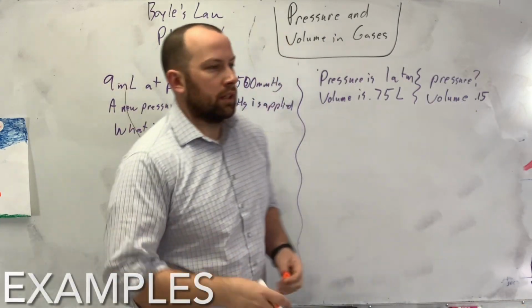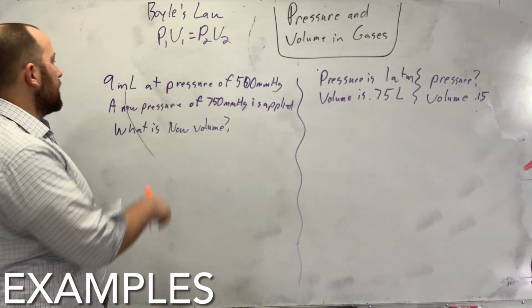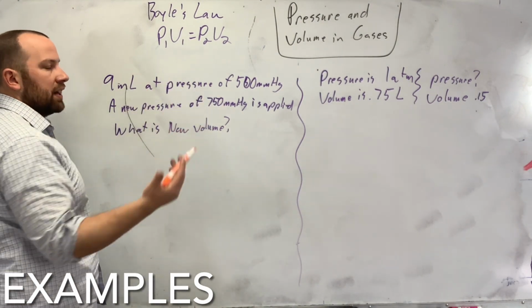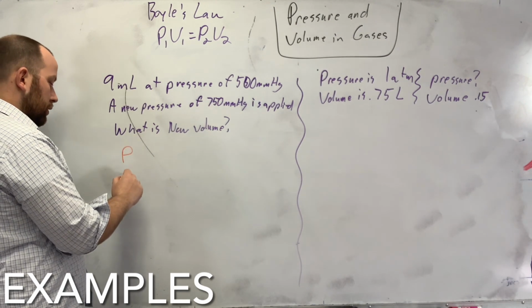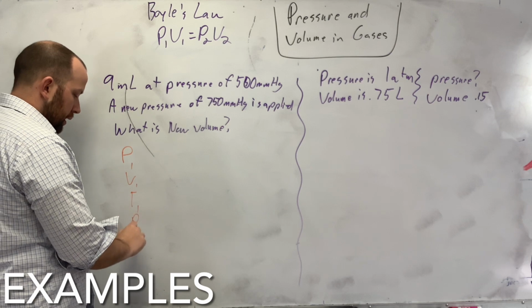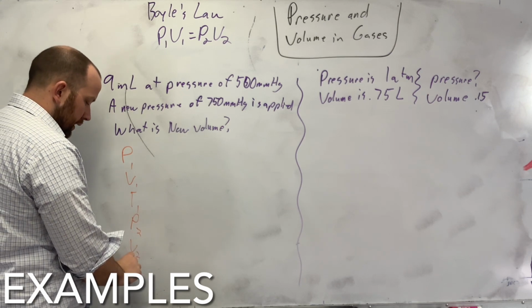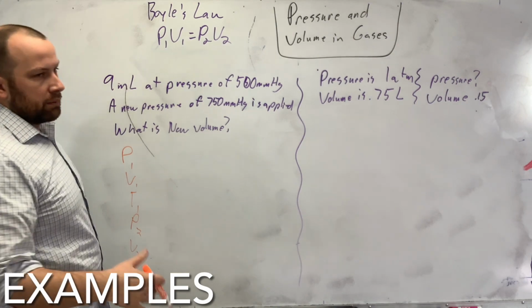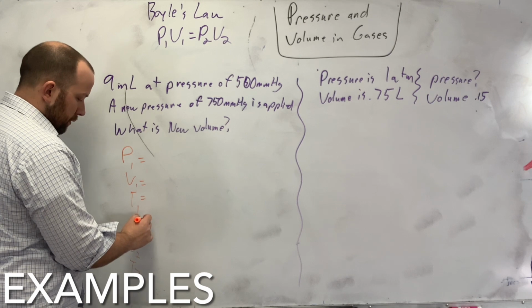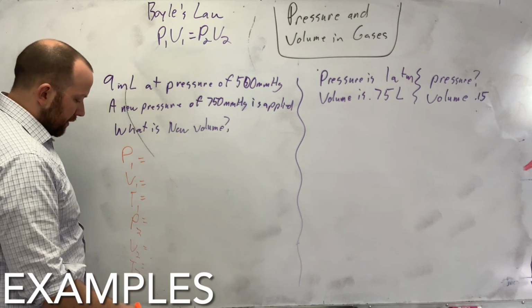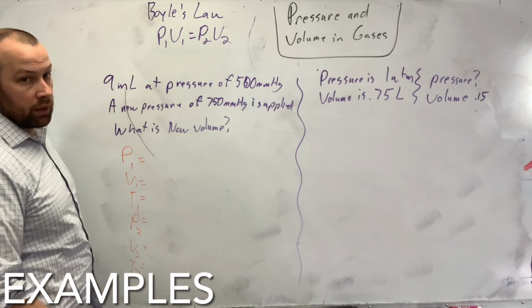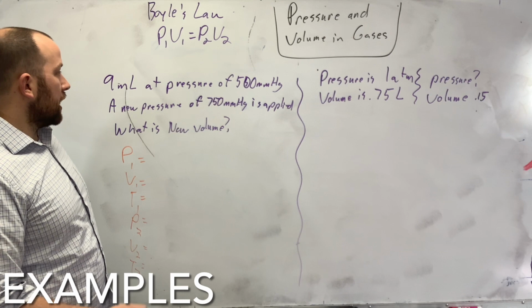Here are 2 examples of Boyle's Law. This is how I do them. I know I'm going to use Boyle's Law, but even if I didn't, let's just say pressure 1, volume 1, temperature 1, then pressure 2, volume 2, temperature 2, because there are more laws we're going to go over. This is just me showing you the way I used to do it all the time. I write down everything that I could possibly get, and from there, I just write down what I get.